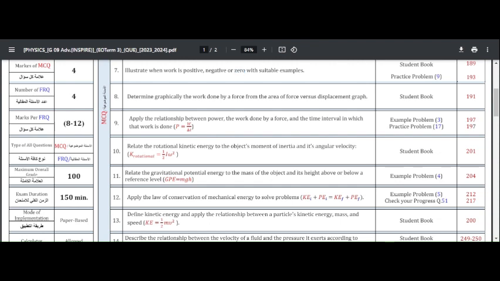Then another case is when the work done is positive or negative. Work done is positive when the force and the displacement are in the same direction, or in other words, when they are parallel to each other. Now, when is the work done negative? Work done is negative when the force applied and the displacement are in opposite directions. In other words, they are anti-parallel. That means they are in opposite directions, 180 degrees.